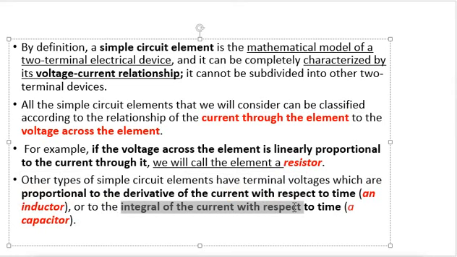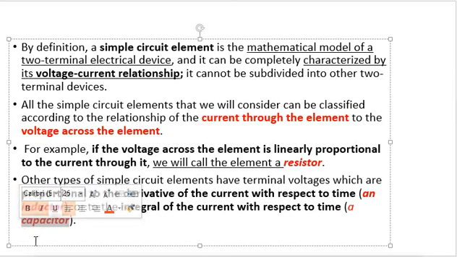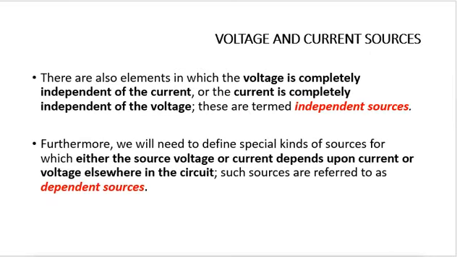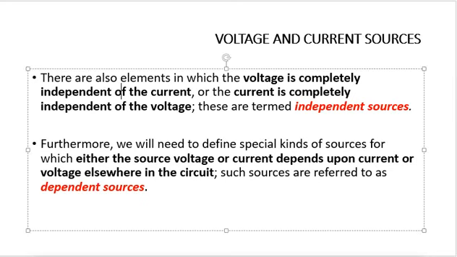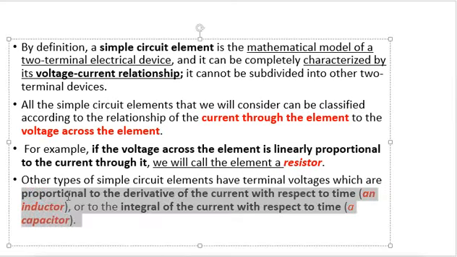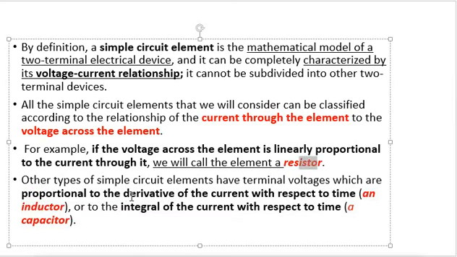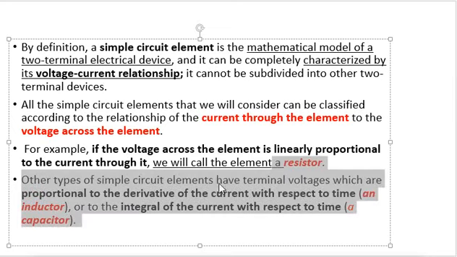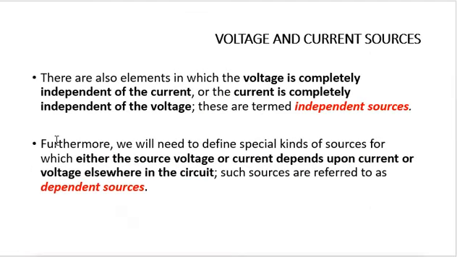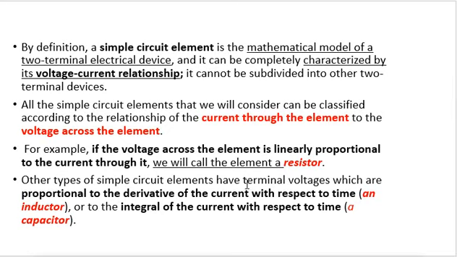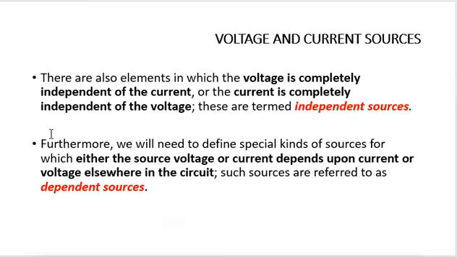Here is another one. When the voltage is proportional to the integral of the current with respect to time, we call that element a capacitor. Did you notice that each element has a specific voltage-current relationship? There are also other elements, but please do not worry about the inductor and capacitor. The first one we will discuss is the resistor. I only mentioned these so you can see that we are also concerned about the voltage and current relationship of the circuit element.